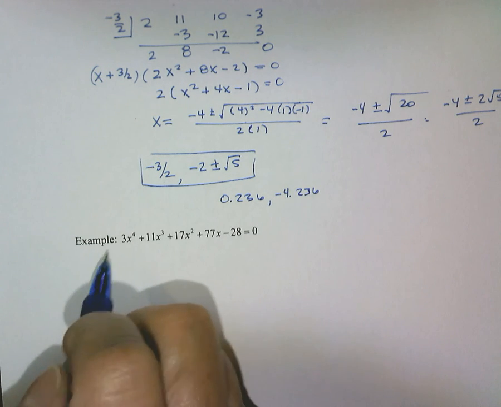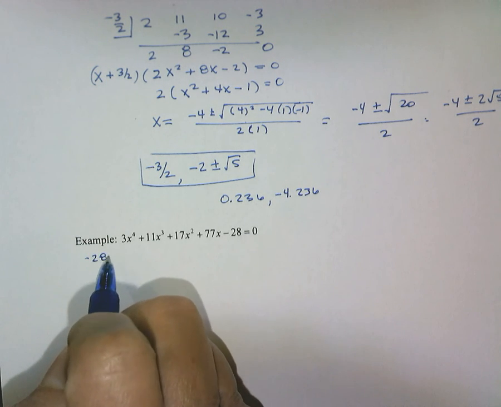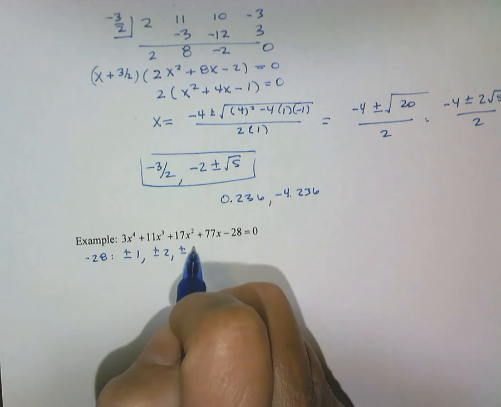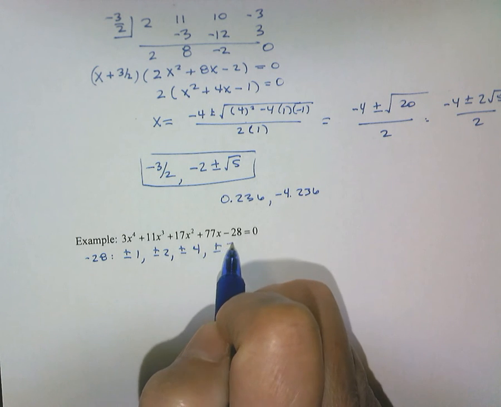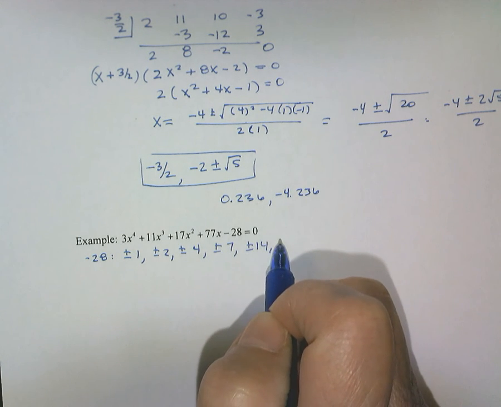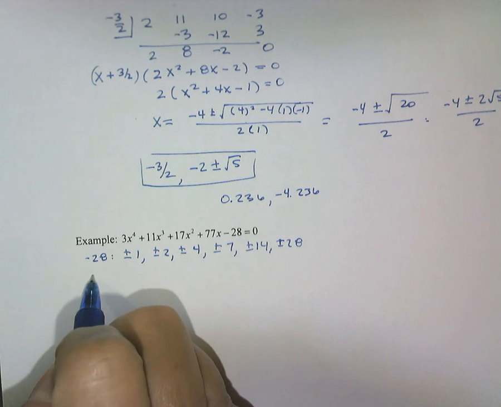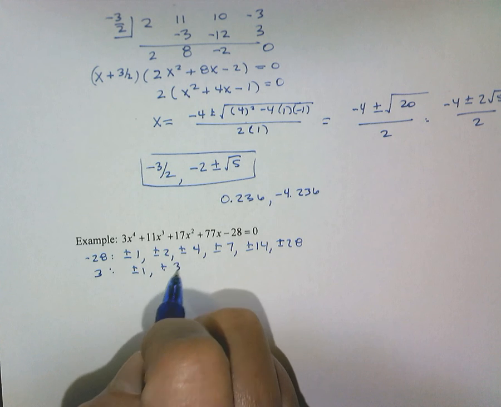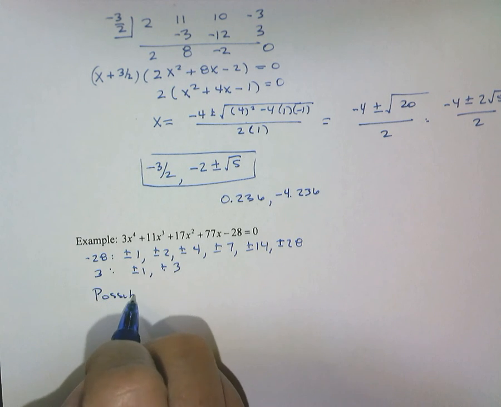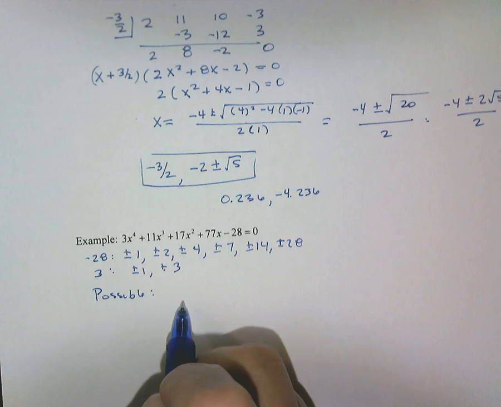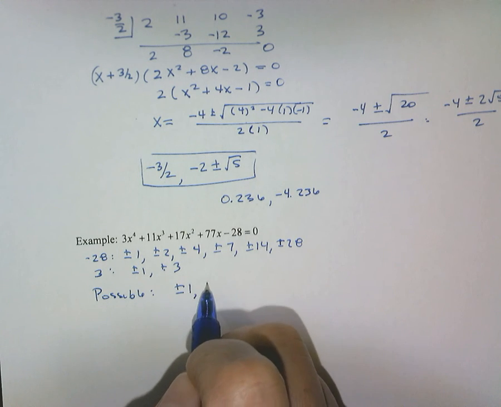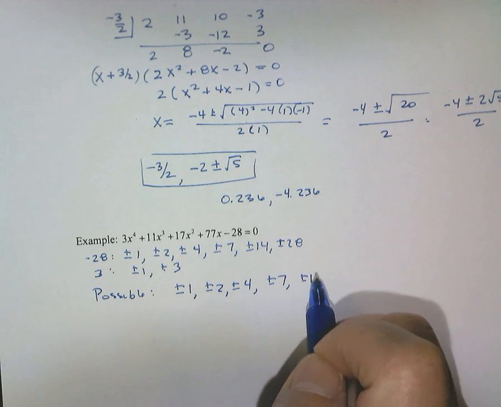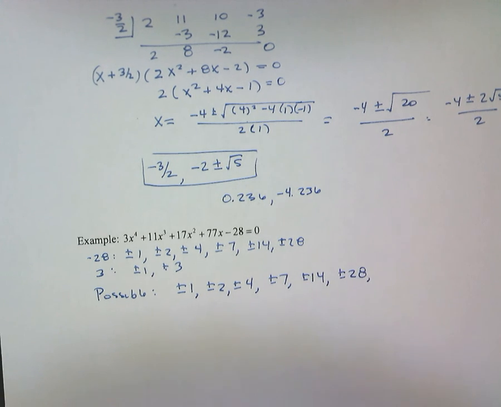So my leading coefficient and my constant. So first I look at my constant, it is negative 28. So plus or minus 1, 2, 4, 7, 14, and 28. 3 is my leading coefficient, so I'd have plus or minus 1, plus or minus 3. So my possible zeros: 1 over 1, 2 over 1, 4 over 1, 7 over 1, 14 over 1, 28 over 1.